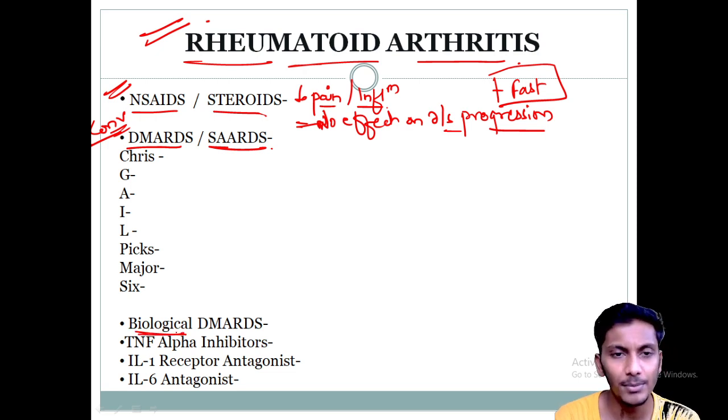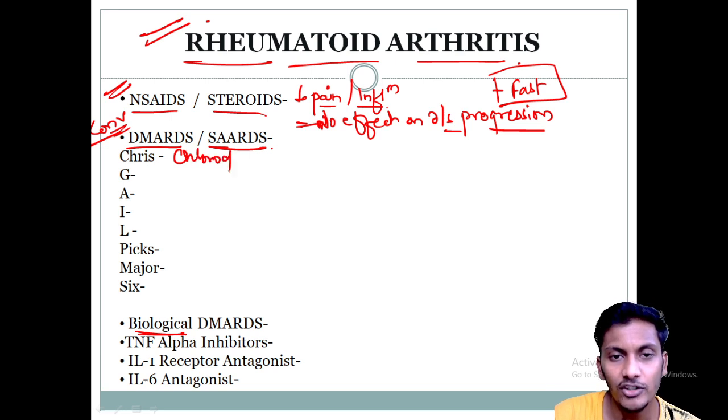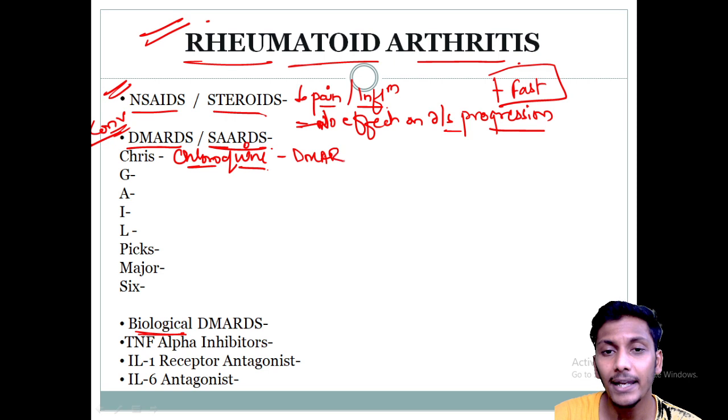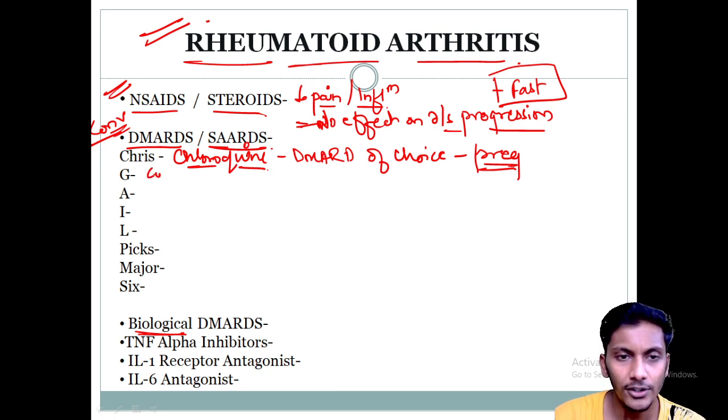Conventional DMARDs can be remembered by the name Chris, Gale, Picks, Major 6. By Chris, you can remember chloroquine, which we studied earlier in antimicrobials as an antimalarial agent. Chloroquine is the DMARD of choice in cases of pregnancy. As we have already studied, chloroquine is a very safe drug. Next, G goes for gold salts, or aurum salts.